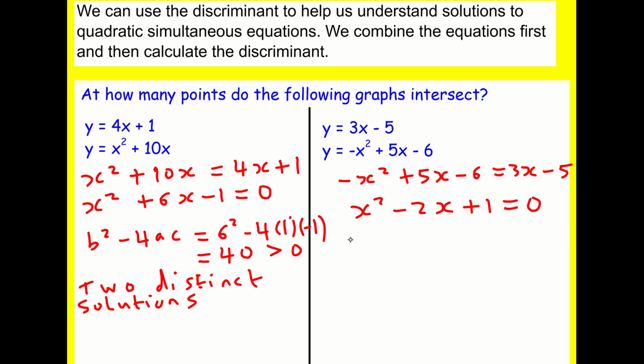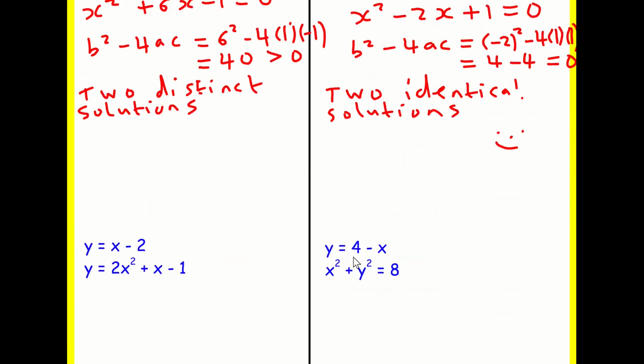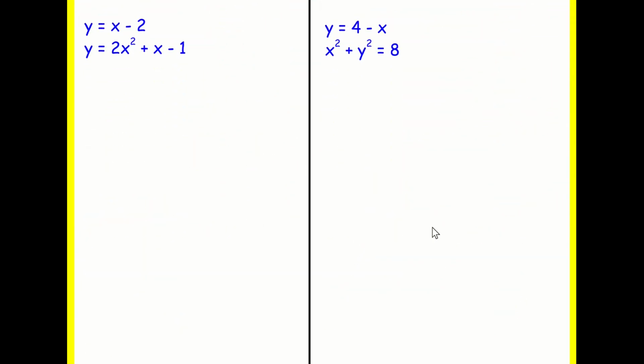And then again, I've got a resulting quadratic, so I'm going to find the discriminant. It's going to equal (−2)² − 4ac, which is 4 − 4, which in this case is 0. So here there's going to be two identical solutions, just like we had two identical roots to the quadratic. Okay, nice. Try these two other ones.